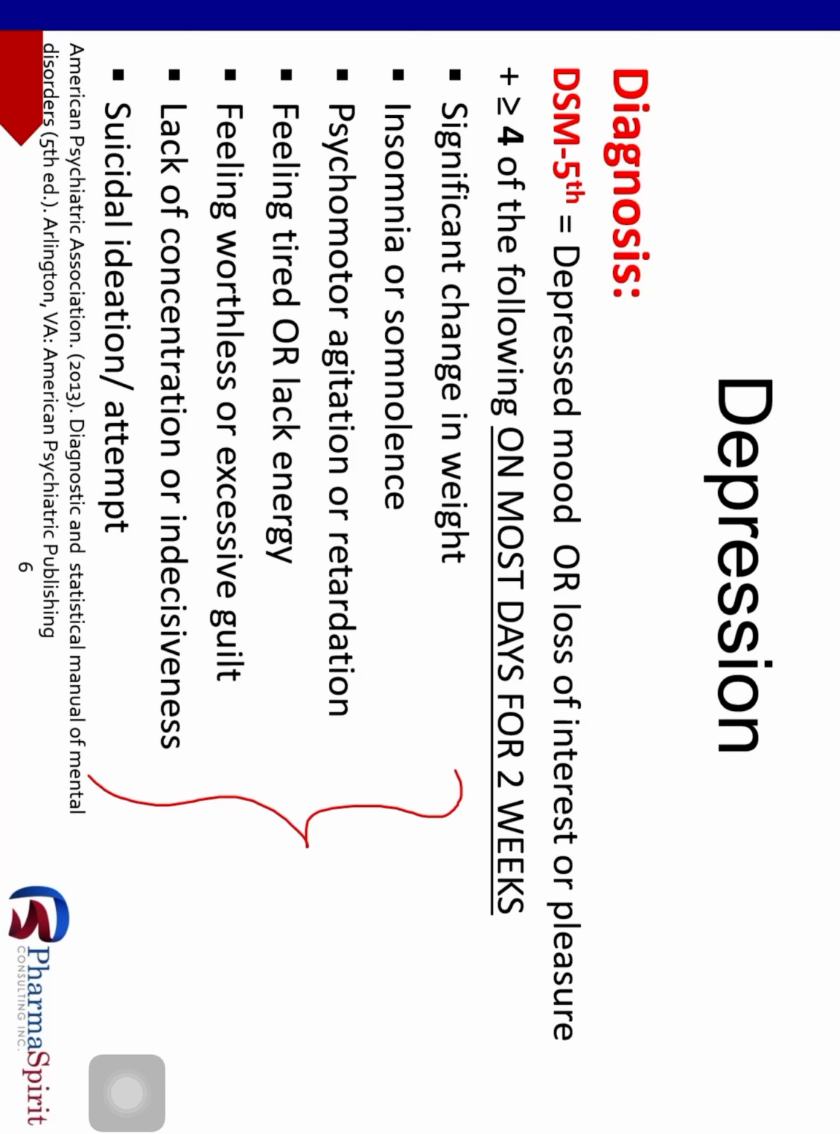In adults, the patient must have the symptoms more days than not for 2 years. In children and adolescents, the patient will have the symptoms on more days than not for 1 year. So in depression, most days of the week for 2 weeks. For dysthymia, in adults, 2 years. In children, 1 year. In depression, you need 4 symptoms in addition to the depressed mood. In dysthymia, you need 2 symptoms in addition to the depressed mood.